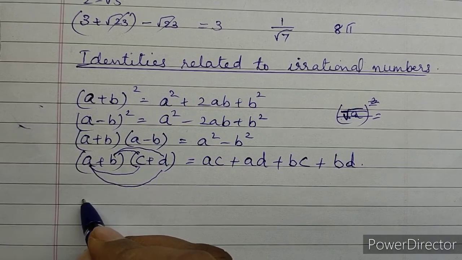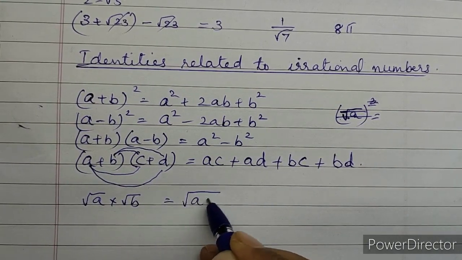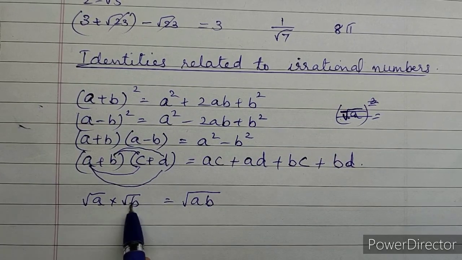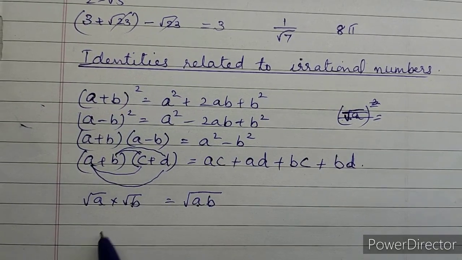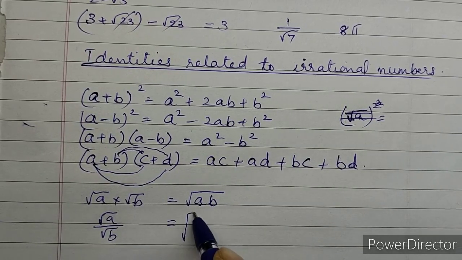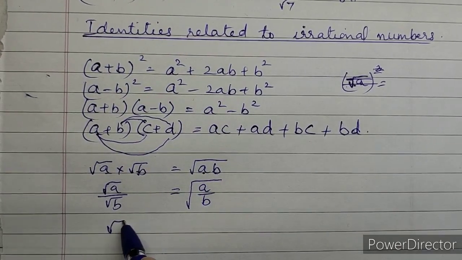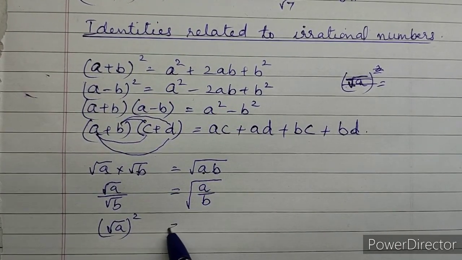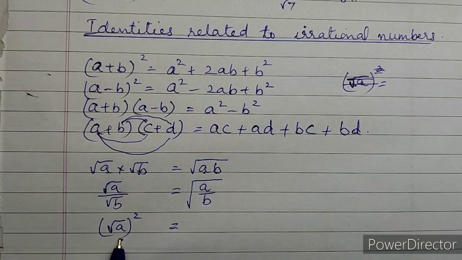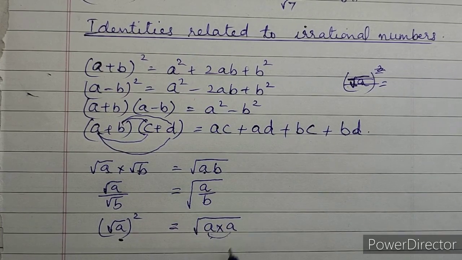Before that, a few more rules are there. Root a into root b is equal to root of ab. You can multiply these both and write in a single root. Similarly, root a by root b is equal to a single root, you can write root of a by b. Then root of a square, what is root of a square? That is root of a into a you can write, correct? Then if something repeats 2 times inside the square root, 1 time you can remove it outside.